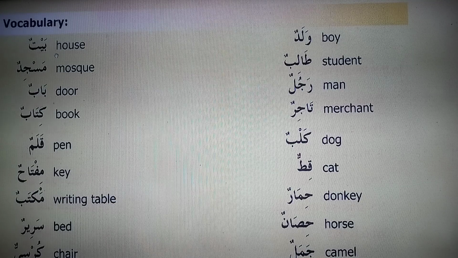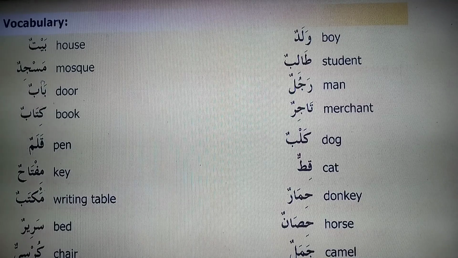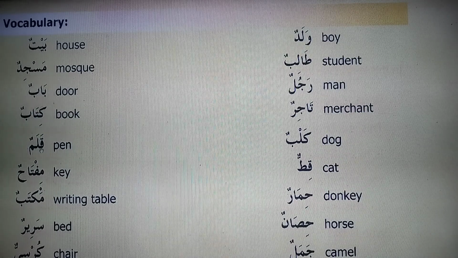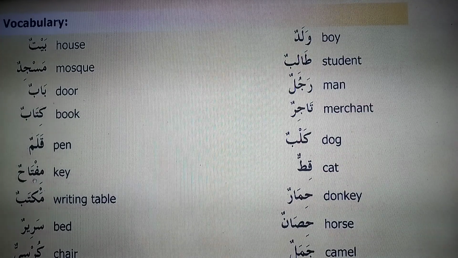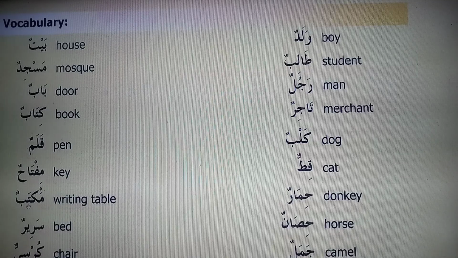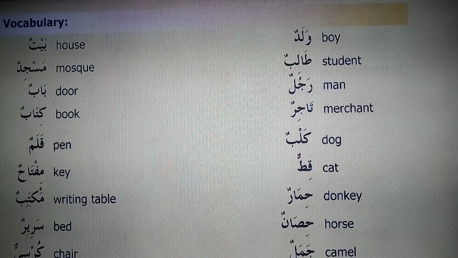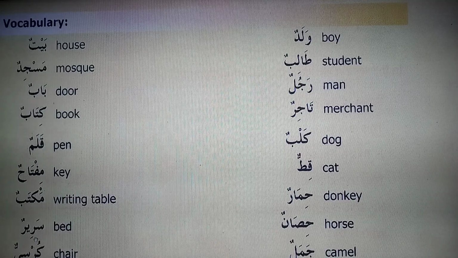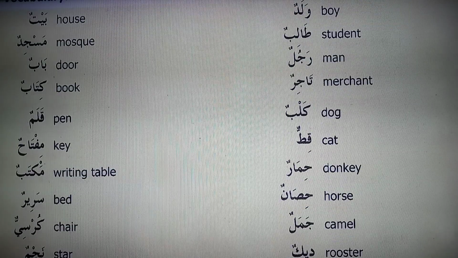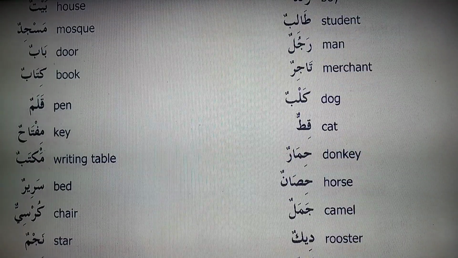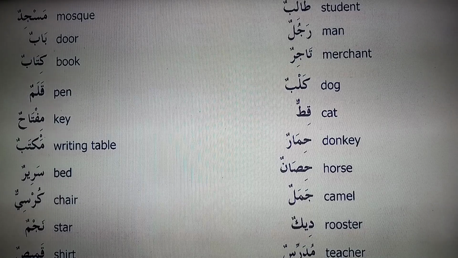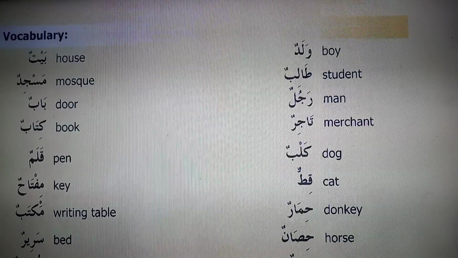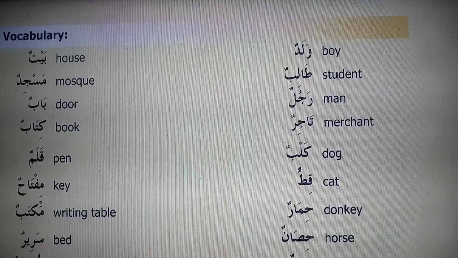So for example, we have Baytun, which is a house, Masjidun, which is a mosque, Babun, which is a door, Kitabun, which is a book, Qalamun, which is a pen, Miftahun, which is a key, Maktabun, which is an office desk, an office table, and at the same time, Maktabun is an office. Sarirun is a bed, Kursiyun is a chair, Najmun is a star, Qamisun is a shirt, Tabibun is a medical doctor. So basically, I started from the left.